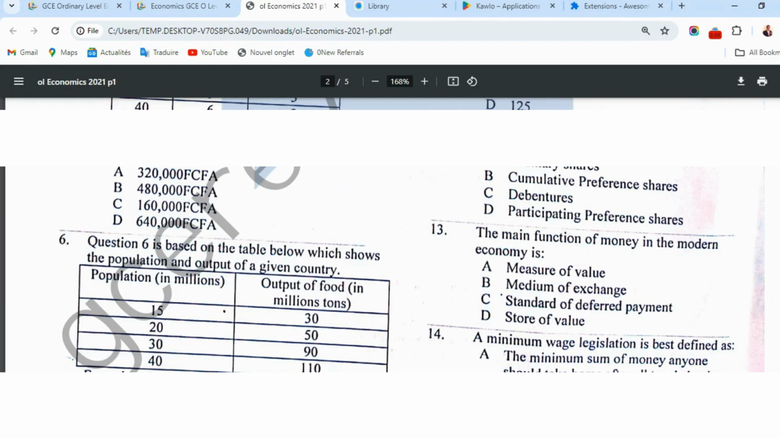It's important that you try to think your own answer before I give my answer, because with that, it's difficult for you to forget what you have learned or the revisions, right? Remember, we are on revisions. So we said that the 13, the correct answer is B, medium of exchange.